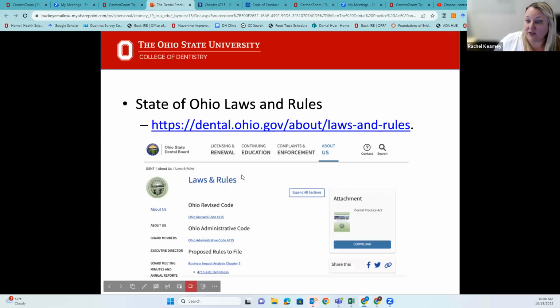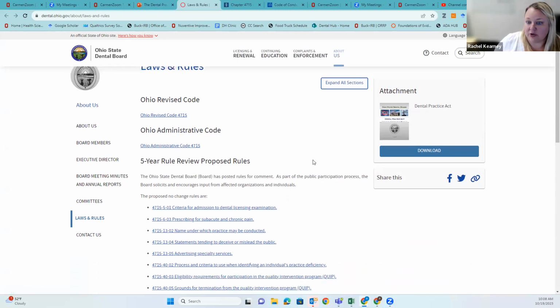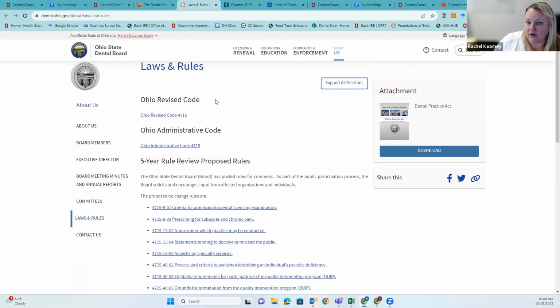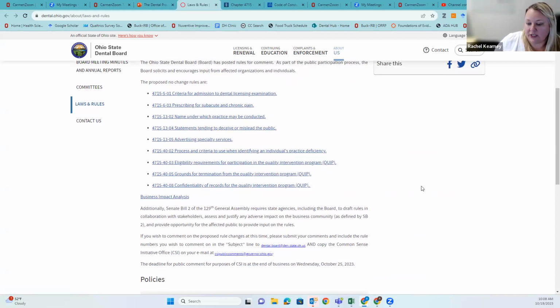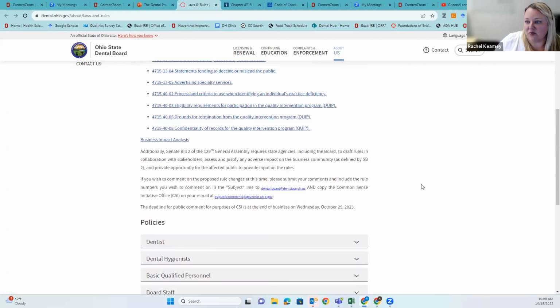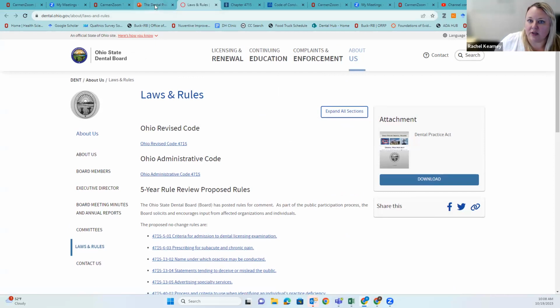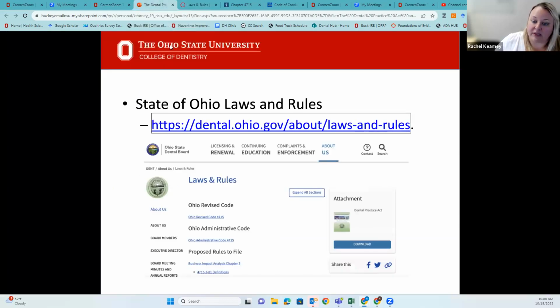So these laws and rules that are created by the executive branch are found on the Ohio State Dental Board's website. So they have a link to the Ohio Revised Code, and that is where those laws live. But there are also other rules and regulations that you can see, and policies that the dental board has. And so that's where these are published on the Ohio State Dental Board website. And those are the things that aren't state statutes, but are things you have to follow, and the rules and regulations of dentistry for the state of Ohio.